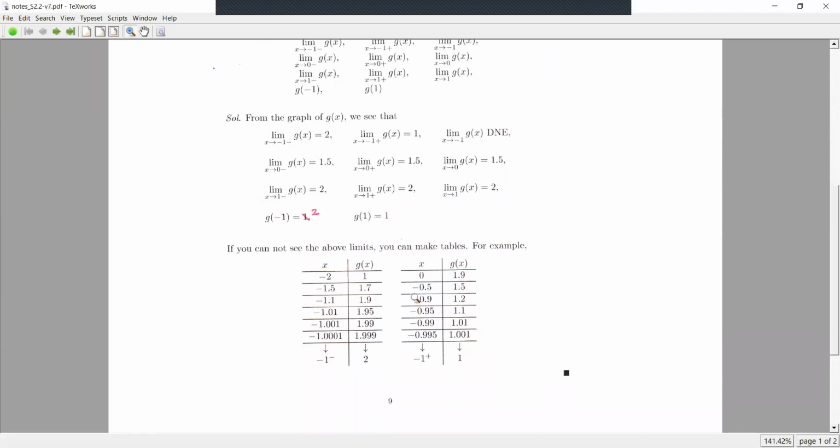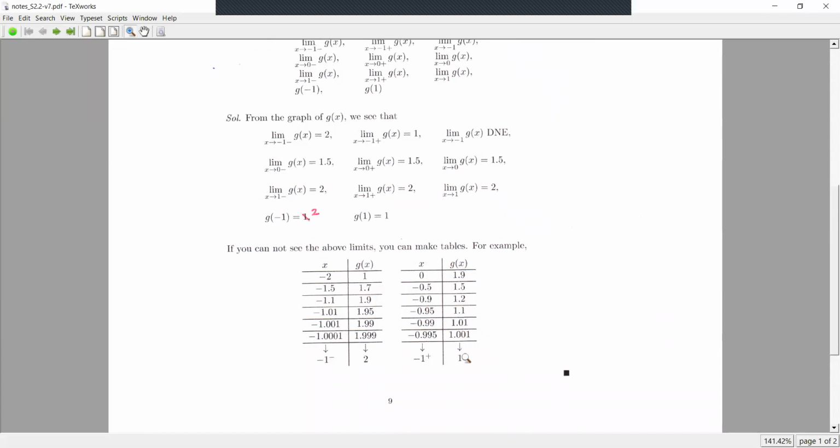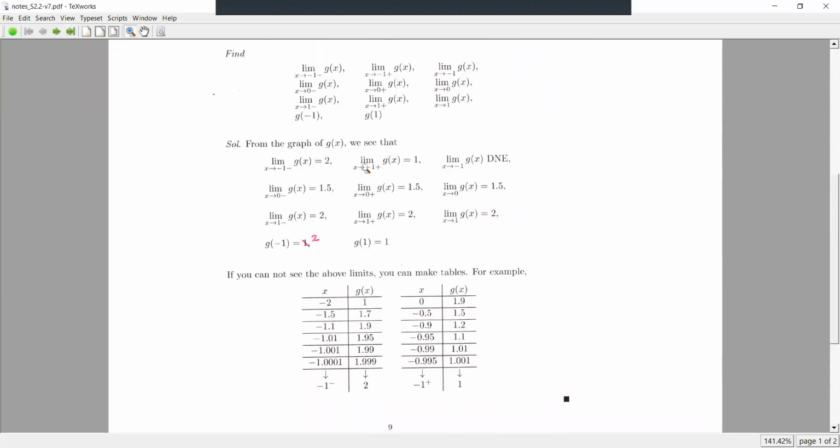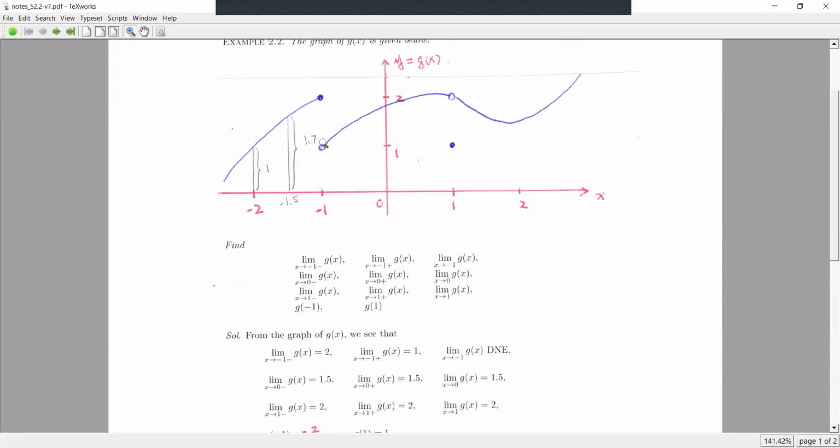Similarly, when x is -0.9, the function value is about 1.2. x is -0.95, the function value is about 1.1, and so on. Now, from this table, when x approaches -1 from the right side, by taking on these points, the function approaches 1. So my conclusion is x approaches -1 from the right side, the function approaches 1. The limit is 1. 1 this time is the height of this open dot.